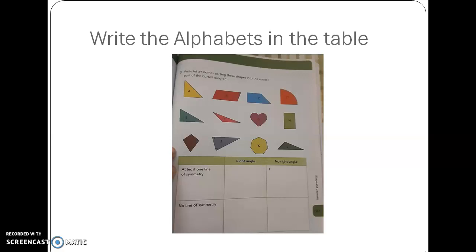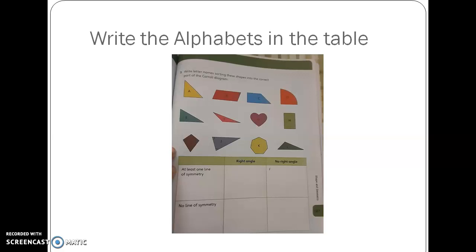Write the letter name sorting these shapes into the correct part of the Carroll diagram. You can see different shapes. Now here in the table that follows, you can see that it's written at least one line of symmetry, and in the next two columns it's written right angle and no right angle.